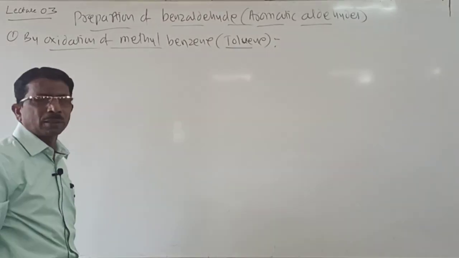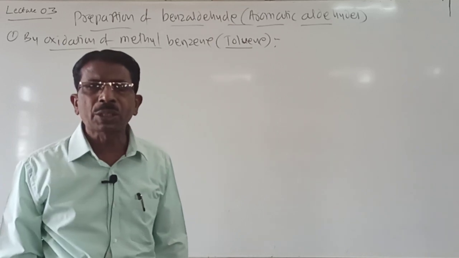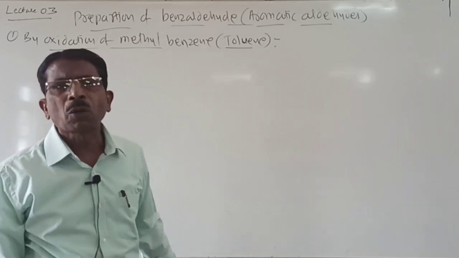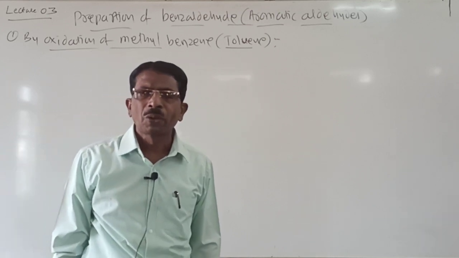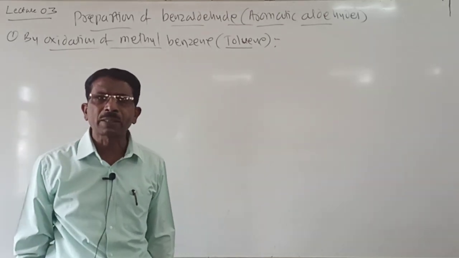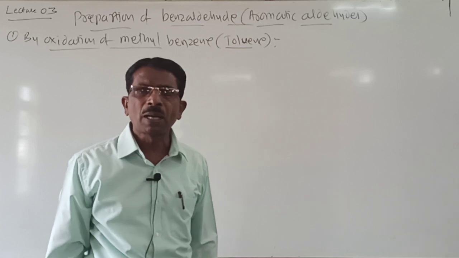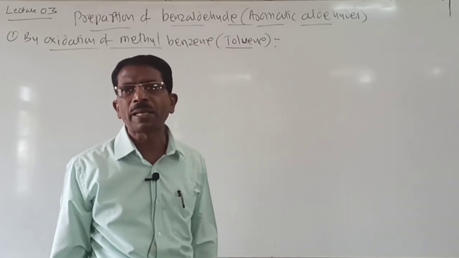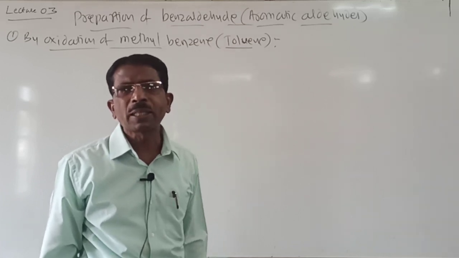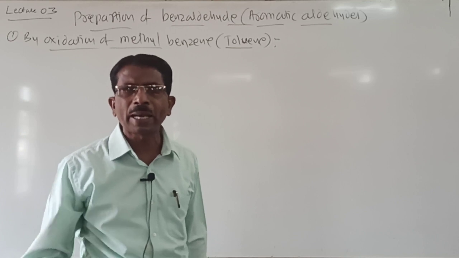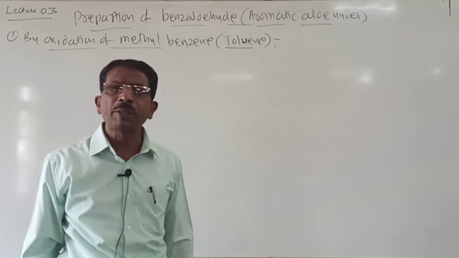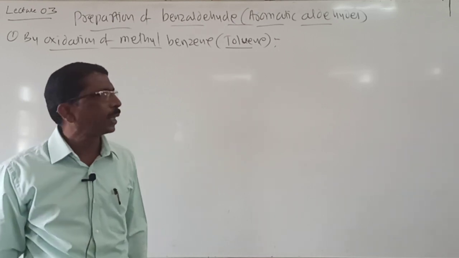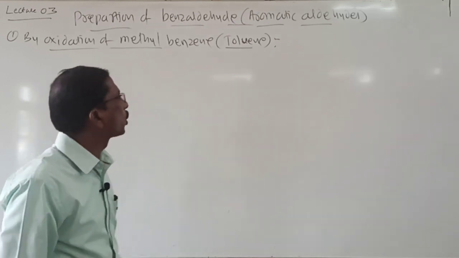So what happens here? When toluene is treated with chromyl chloride in presence of carbon disulfide, it forms a chromium complex, and this chromium complex on hydrolysis gives benzaldehyde. So it carries 3 marks. They may ask this reaction: explain Etard's reaction, or how do you convert toluene to benzaldehyde by using chromyl chloride?